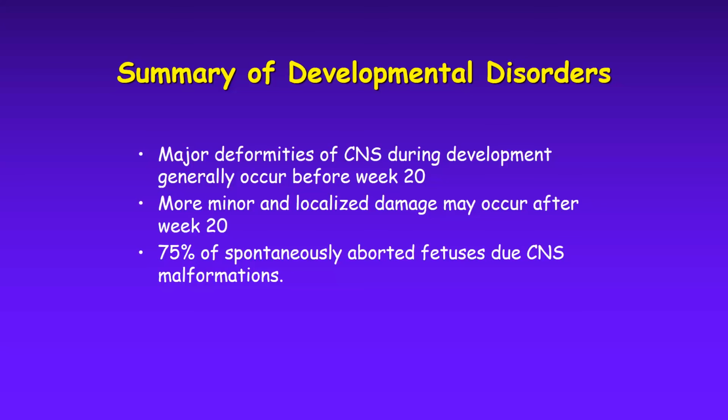Just a summary: major deformities of the CNS develop during, often occur before, week 20, so those first 20 weeks are really, really important. More minor and localized damage may occur after week 20. Major deformities, like where the neural pore doesn't close, or forebrain malformation, or those kinds of major nervous system problems, happen before week 20. Once things are pretty well developed, then you have more localized, minor damage. So maybe they have a little stroke, or maybe they have some lack of oxygen. So they may survive as a fetus, but it's not just major disorders sometimes.